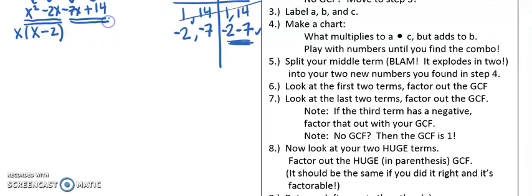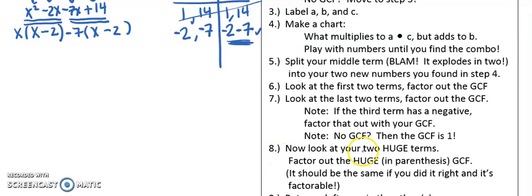Looking here, on step 7, look at the last 2 terms, factor out the GCF. If the third term has a negative, factor that out with your GCF. If there's no GCF, the GCF's 1. So there is a negative here, so I'm going to pull that out, like it says. And the GCF between 7 and 14 is 7. Then we're going to divide. Negative 7x divided by negative 7 is 1x. 14 divided by negative 7 is negative 2.